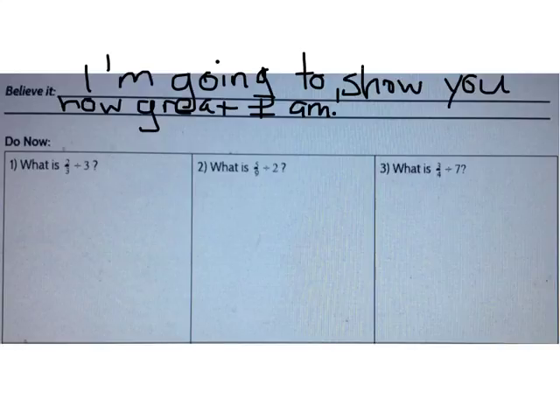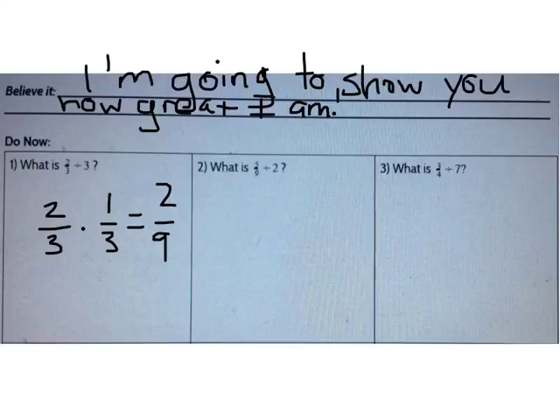Let's start with our do now. What is 2/3 divided by 3? Well, remember, 2/3 divided by 3 is the same as 2/3 times 1/3, the reciprocal of 3. What's 2/3 times 1/3? It's 2/9.